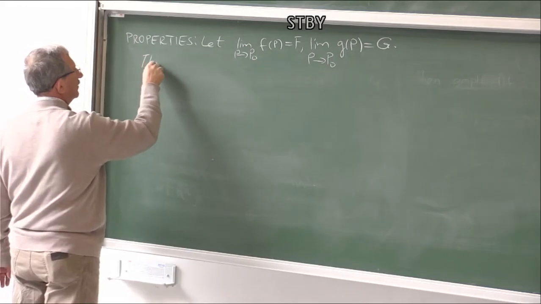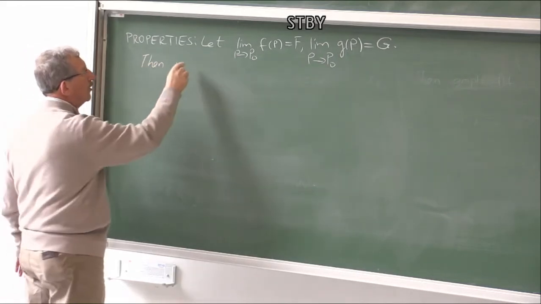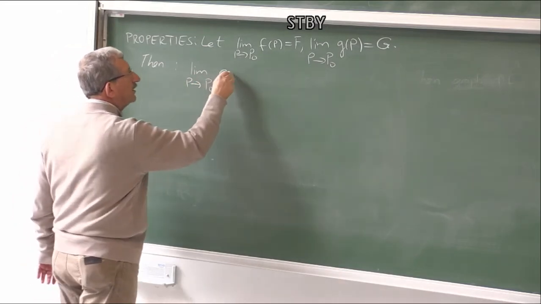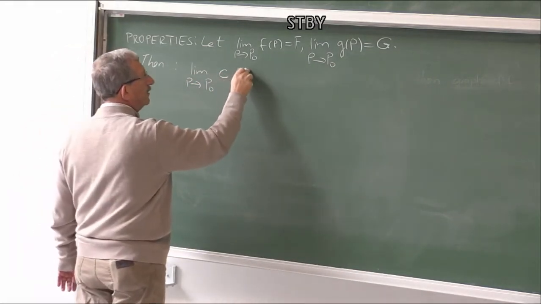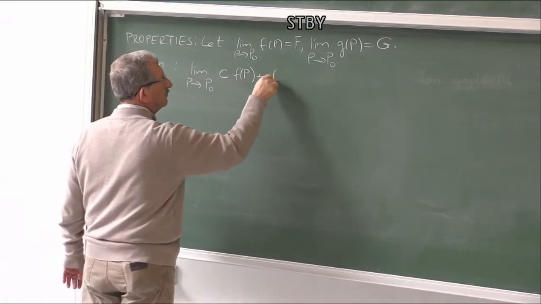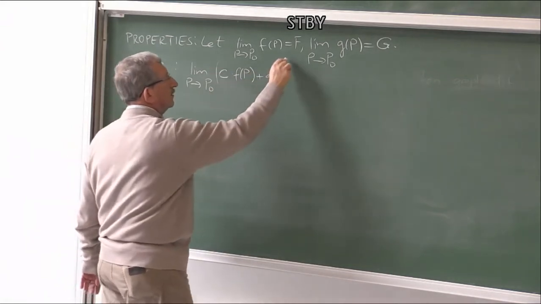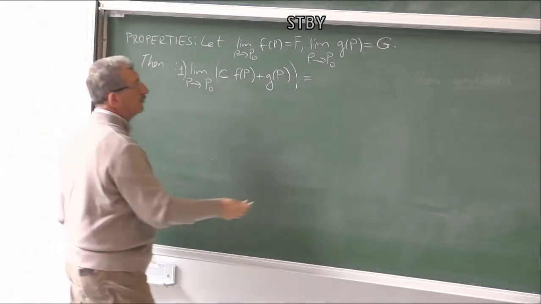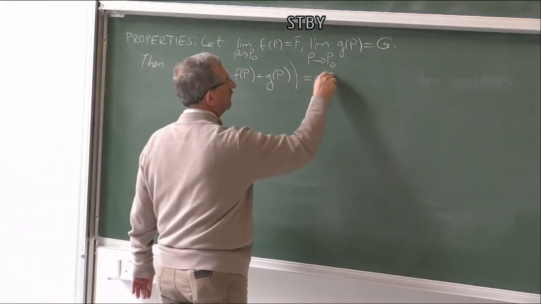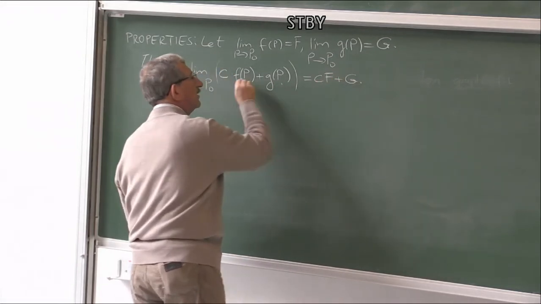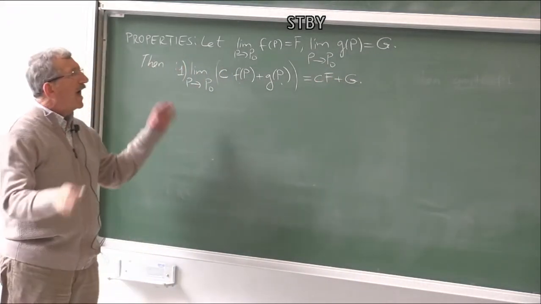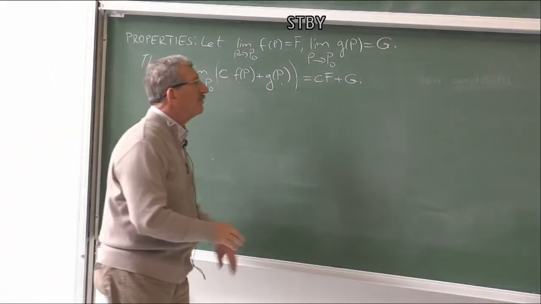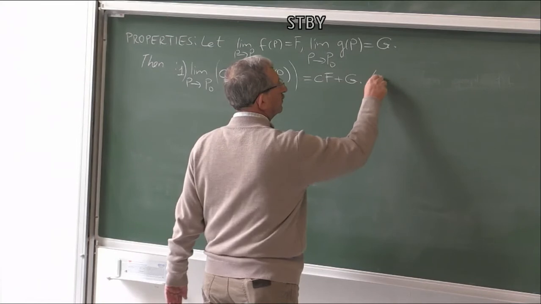Then we have the limit as p goes to p0 of a multiple of f of p plus g of p. I'm combining the properties here as a first property. This is cF plus G. So you can calculate the limits one by one, add them, multiply them by a scalar. This is just the same as in the previous case. This is called the linearity.